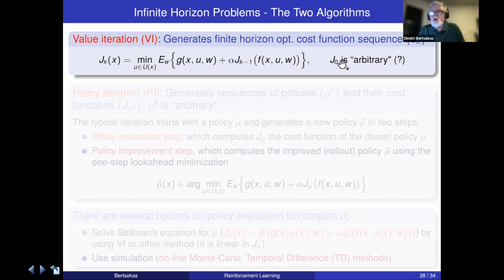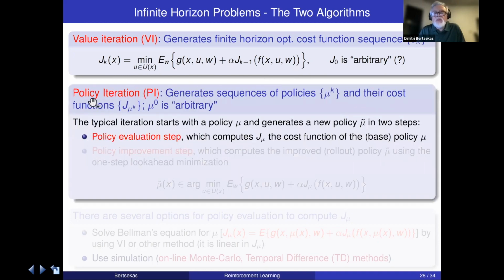J0 is not necessarily 0, but it can be arbitrary. And I put a question mark here because arbitrary requires some mathematical qualification. This is true for many problems, most problems, certainly for discounted problems, but not for all problems. But generally you expect this algorithm to be valid and, in the limit, to generate the optimal cost function.